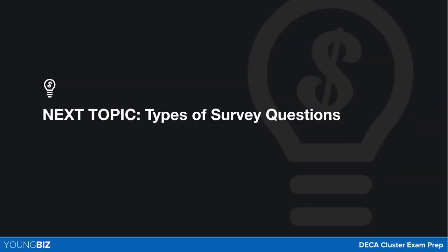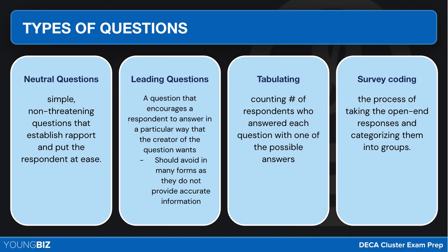Now let's look at types of survey questions. Let's start with neutral questions. These are simple, non-threatening questions that establish rapport and put the respondent at ease. Next, leading questions. These are designed to encourage respondents to answer in a particular way that aligns with the question creator's intention. For example, asking, "How much do you love our service?" implies a positive response. It's best to avoid leading questions as they can skew results and provide inaccurate information.